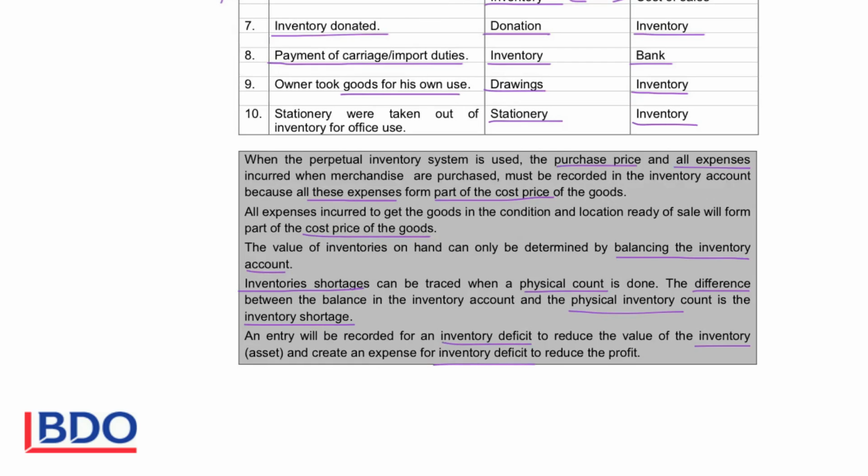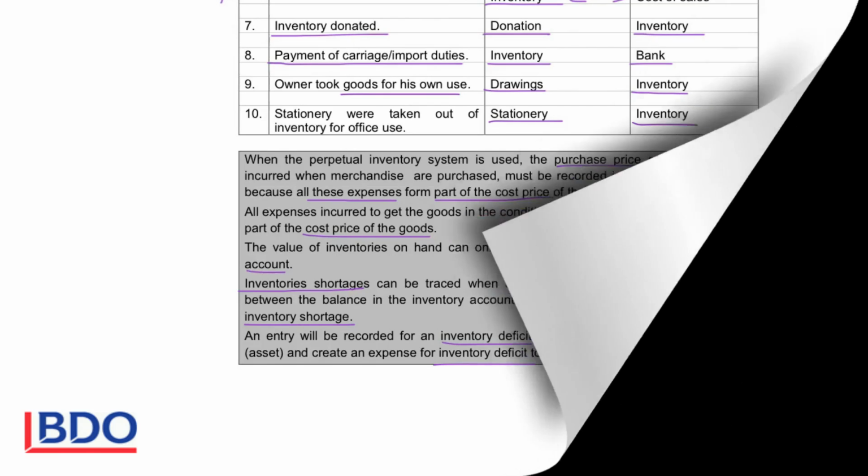If you decrease your inventory as a result of inventory written off to net realizable value, you will decrease your inventory. If there's a fire or a burglary and you've lost inventory, you will create an inventory loss account and you will decrease your inventory.